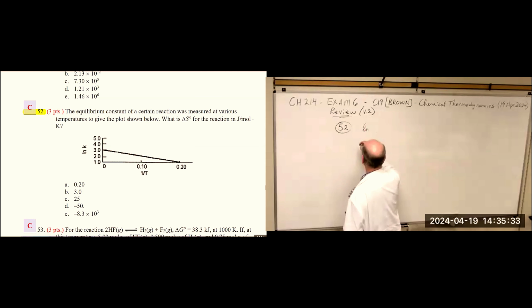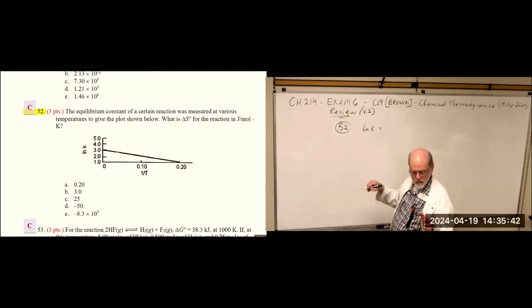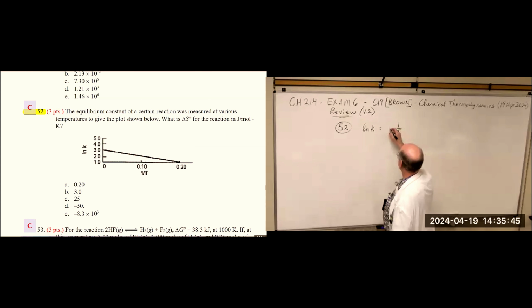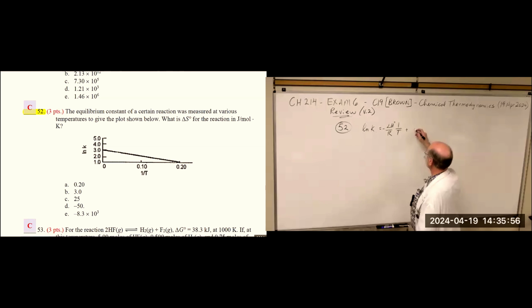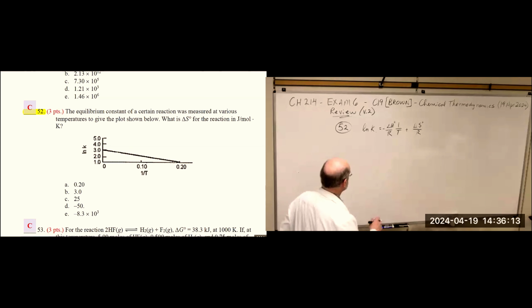Natural log of K equals 1 over T times negative delta H naught over R, plus delta S naught over R. I think that's the right equation. Let me look it up and be sure. Yes, that's right. This is the Van't Hoff equation.